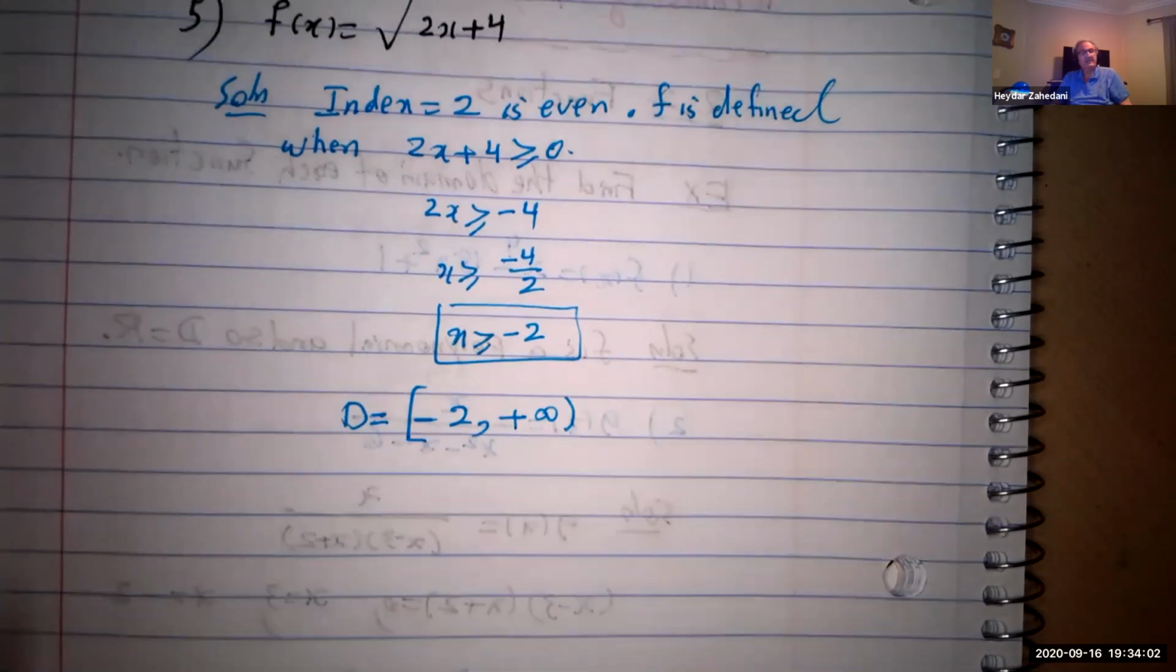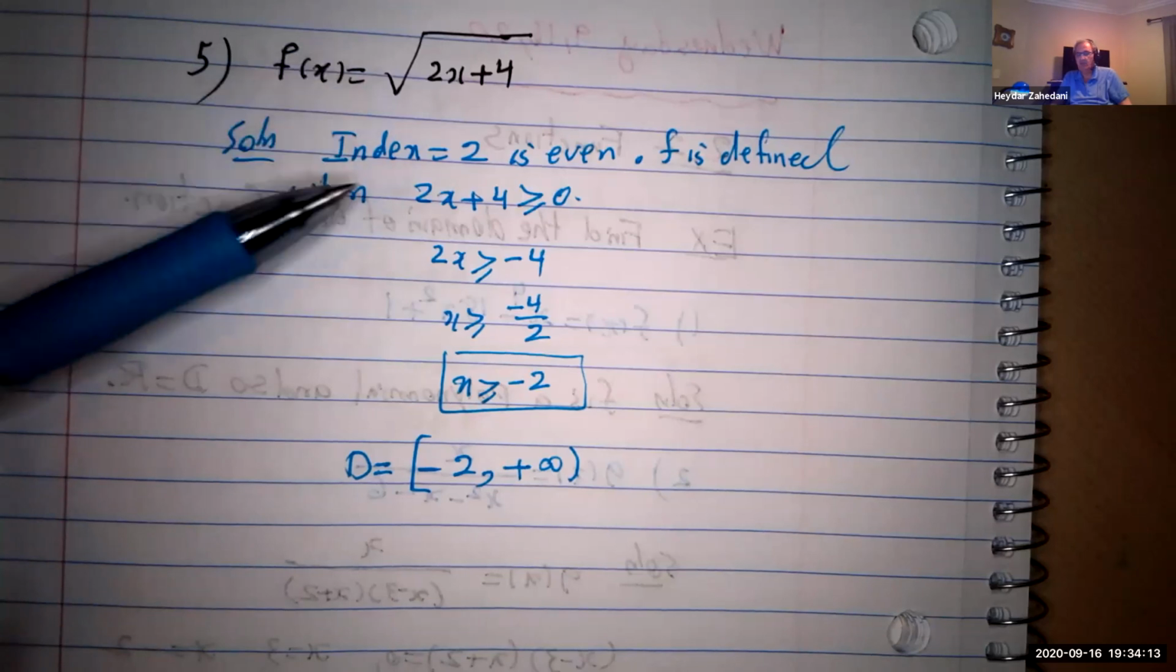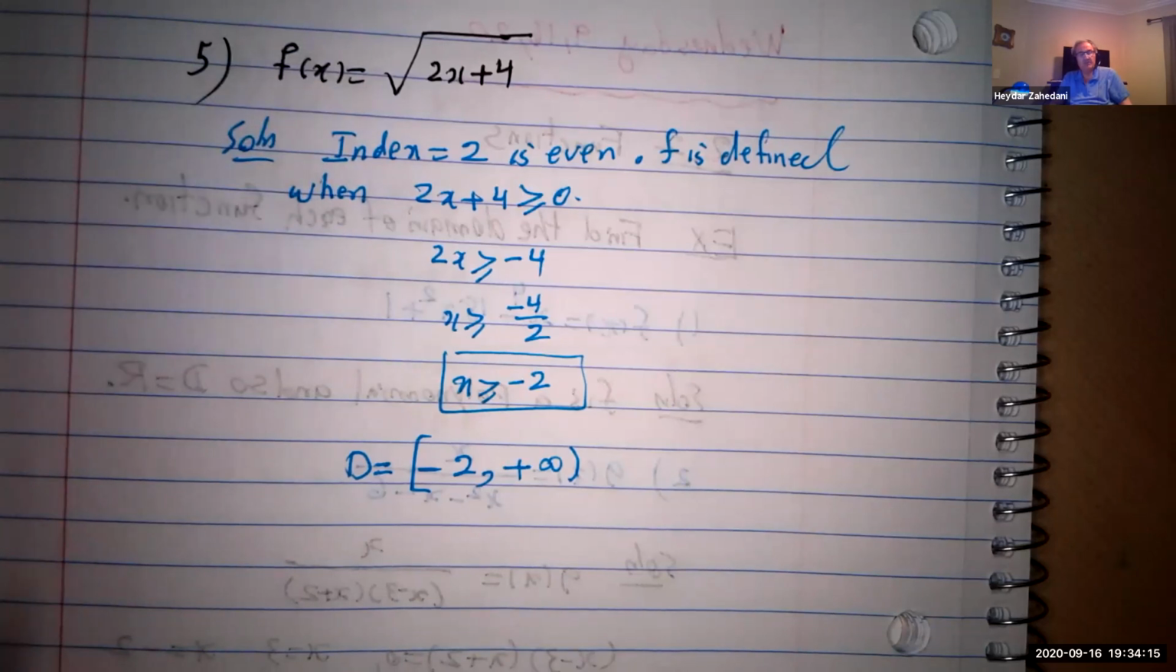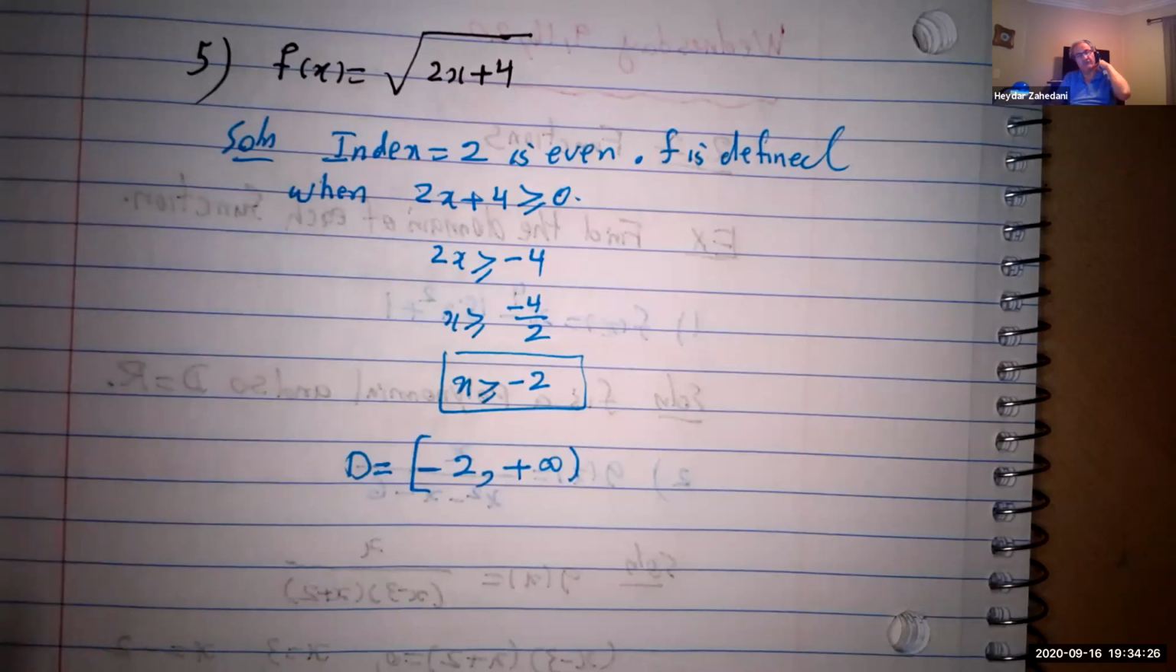So for the radicals, 2 cases. Index odd, free: you can use any number you like. Index even, you're in trouble. You have to impose this condition: you cannot have a negative number inside. So we force it to be nonnegative and we solve it for x. So x must be greater than or equal to negative 2 so that you'll be able to do it. Okay, any question?